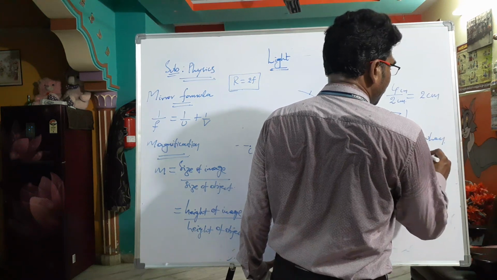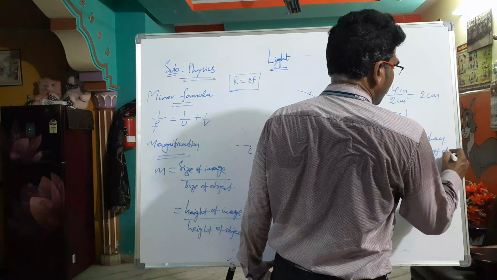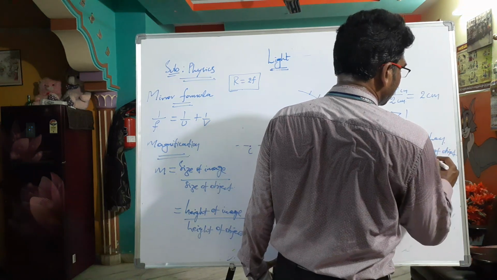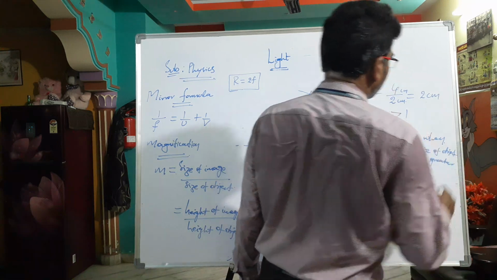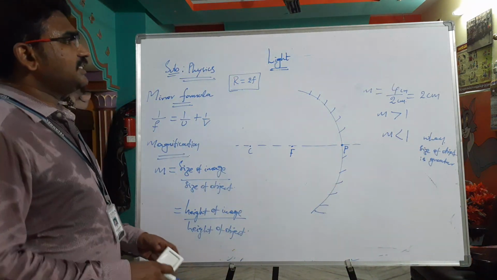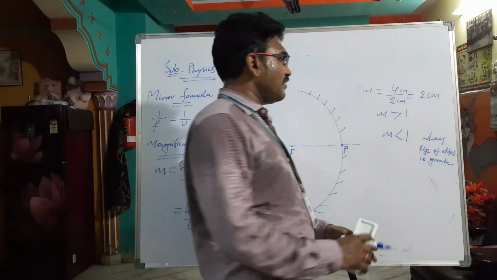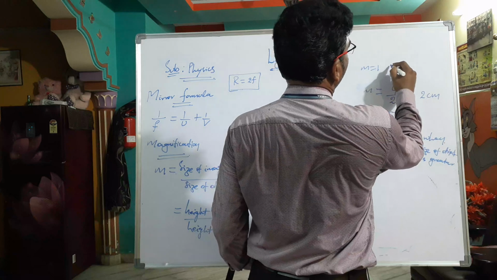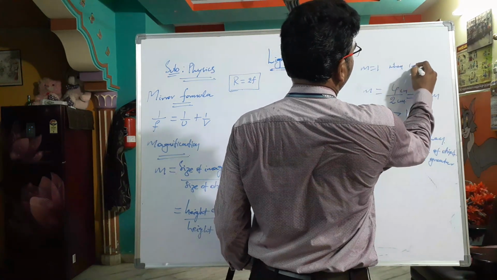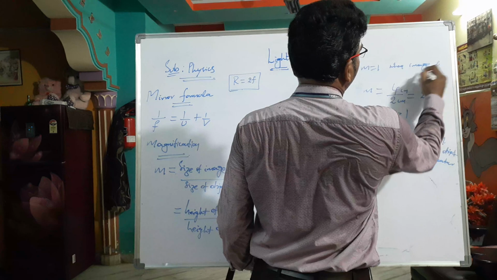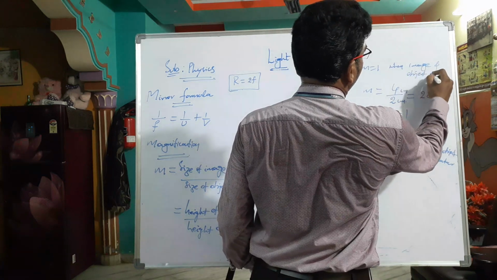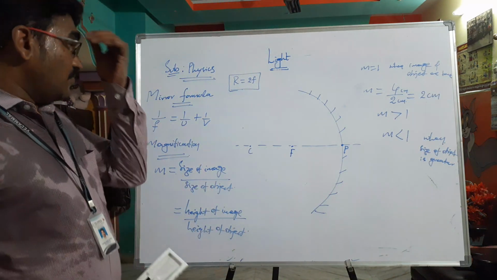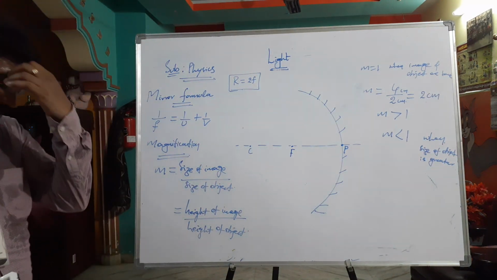That is when size of object is greater than size of image. So in such cases we say m greater than 1 or m less than 1. At certain times we say m is equal to 1, when image and object sizes are the same. This is what we are discussing.